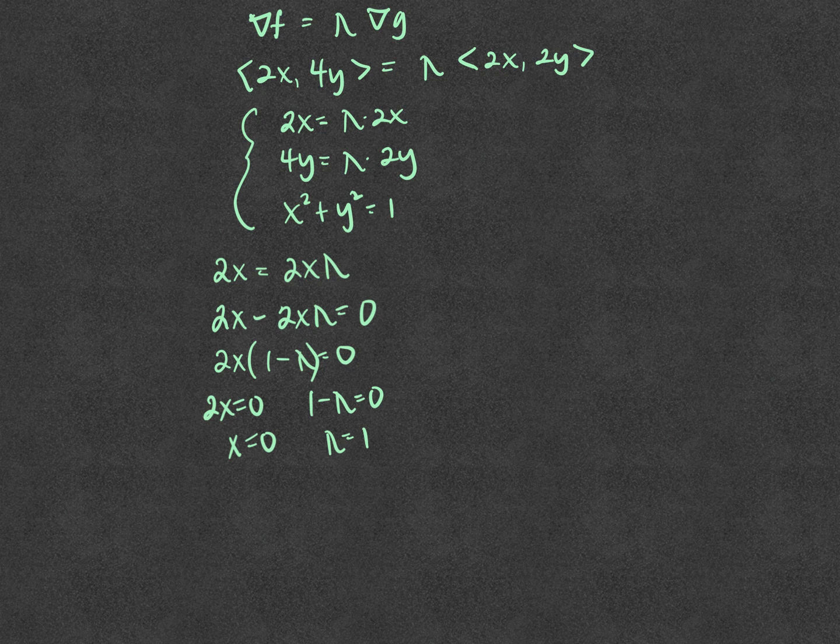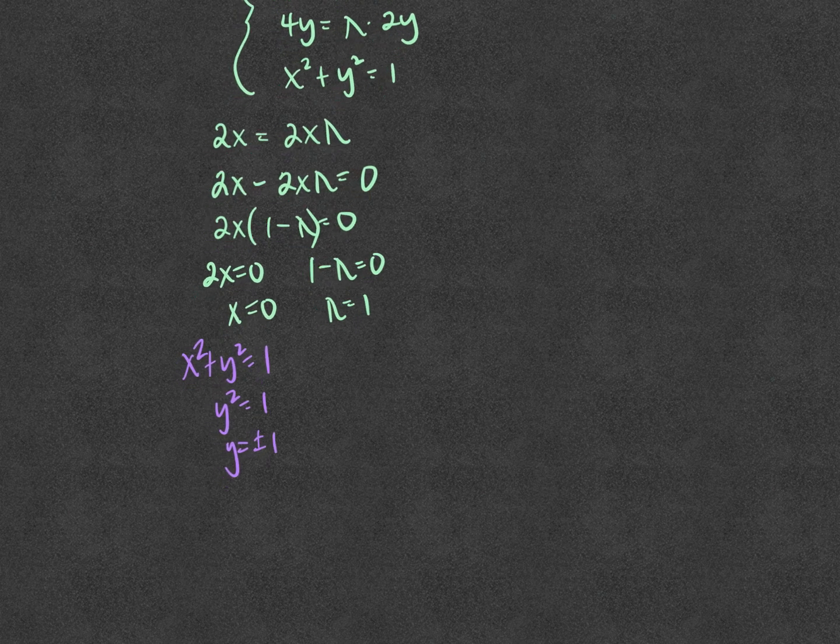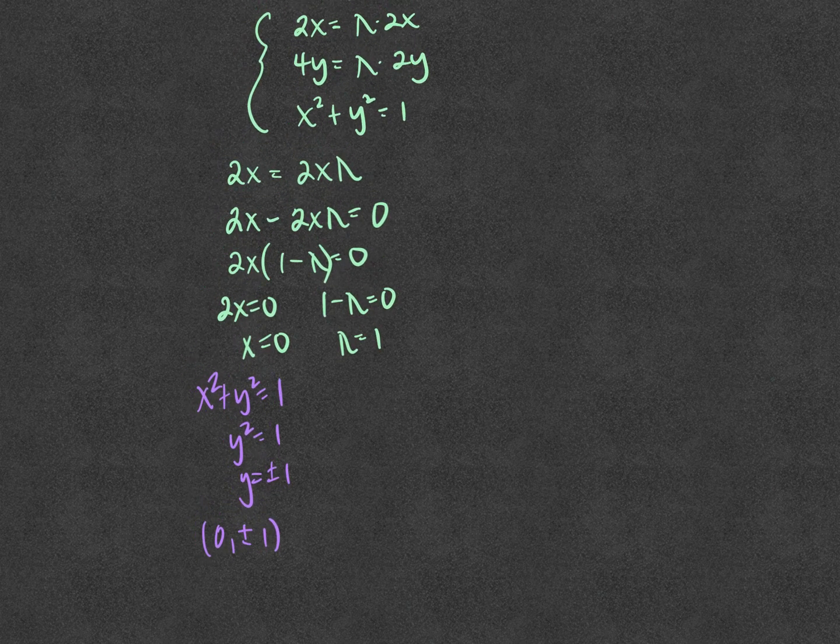Now, let's take that x equals 0 and plug it into x squared plus y squared equals 1. So then we get y squared equals 1, so y equals plus or minus 1. So when x equals 0, we have the points 0, positive 1, and 0, negative 1. Now let's take our lambda and go back up to the y equation.